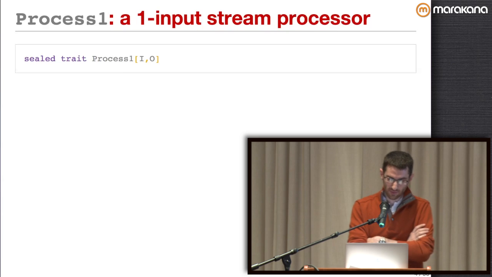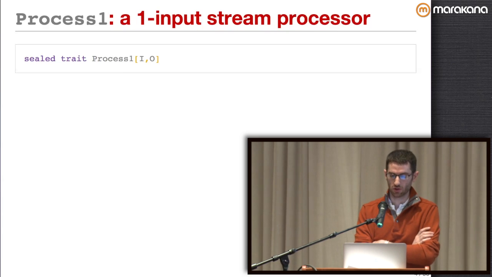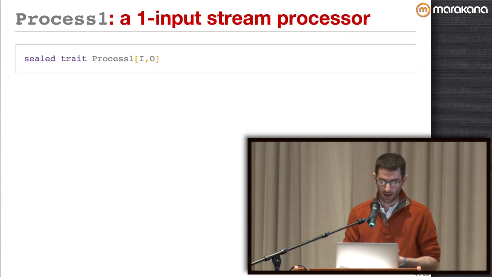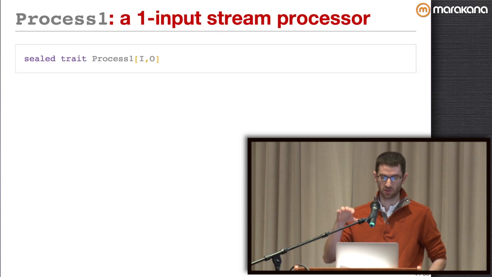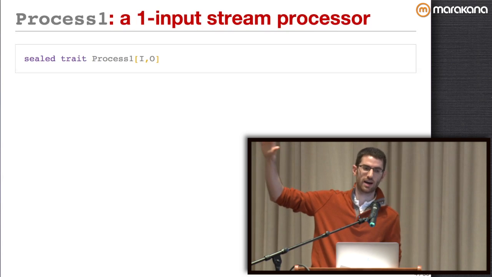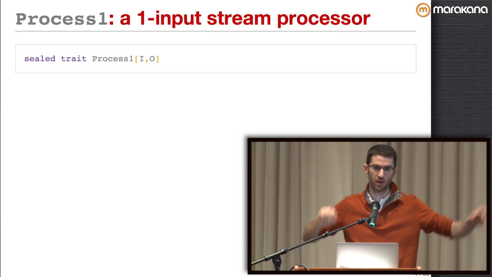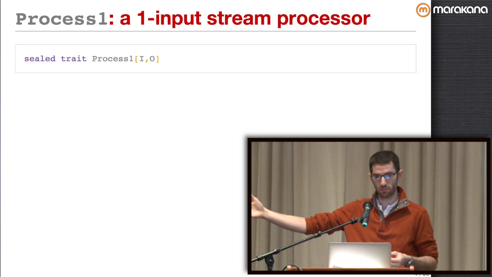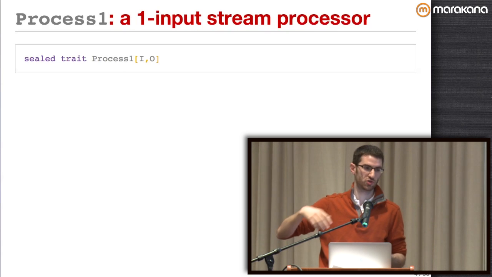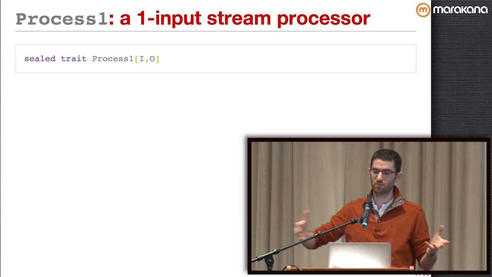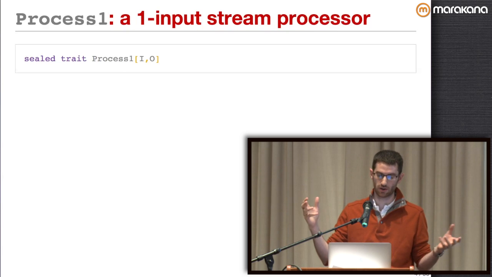So, we are going to start by looking at what is called a single input stream processor. And it's this type Process1. Process1 I/O defines a transformation from a stream of I values to a stream of O values, where a stream is defined more broadly. It could be an in-memory Scala stream, or a stream of rows coming from a database, a stream of HTTP requests, a stream of lines coming from a file, etc.